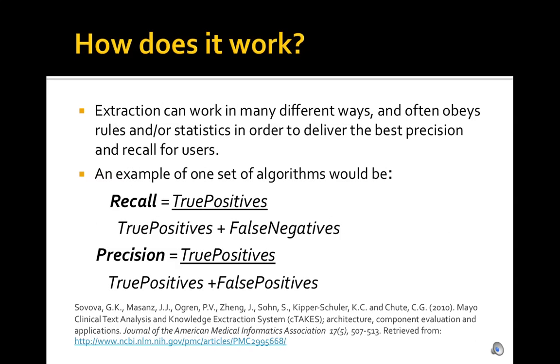How does information extraction work? Extraction can work in many different ways, and often obeys rules and/or statistics in order to deliver the best precision and recall for users. One example of the set of algorithms might be recall equals true positives divided by true positives plus false negatives, or precision equals true positives divided by true positives plus false positives.